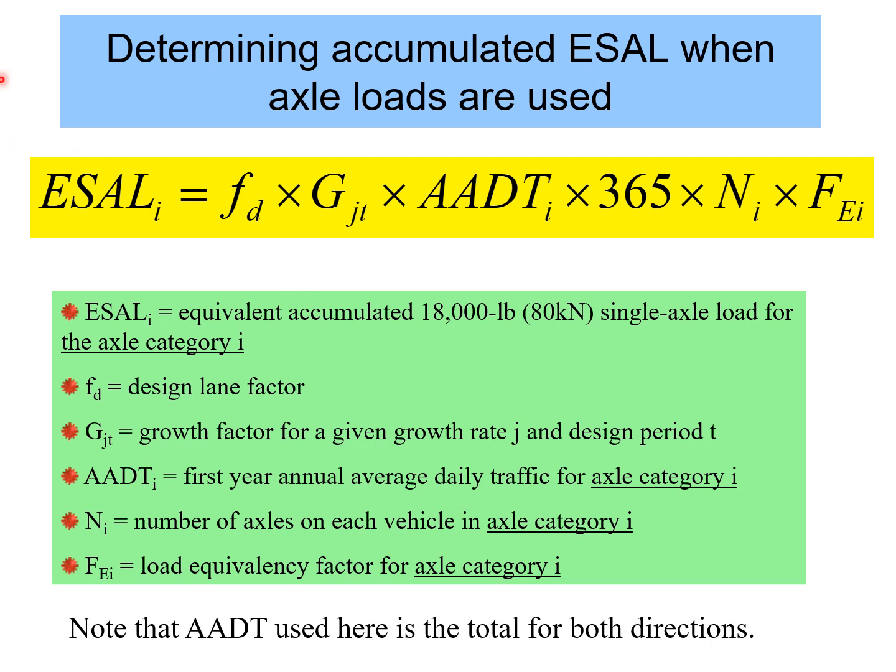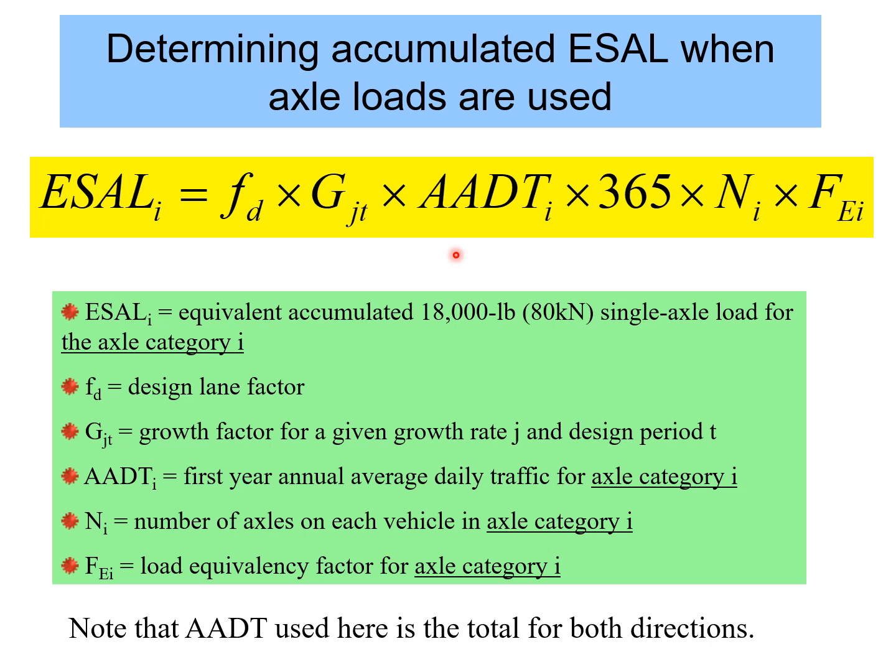Now look at this particular slide. Determining accumulated equivalent single axle load when axle loads are used. In that particular case, this formula is to be used to determine the equivalent accumulated 18,000 pound single axle load for the axle category I. So here you can see different parameters. F sub D, that is the design lane factor. Capital G sub JT, that is the growth factor for a given growth rate J and design period T.